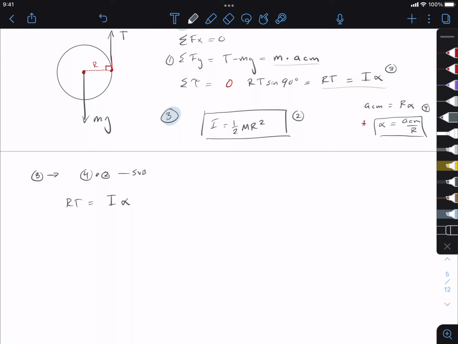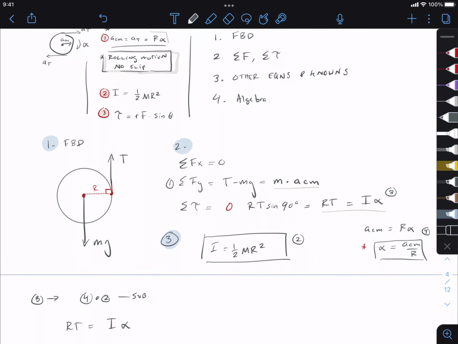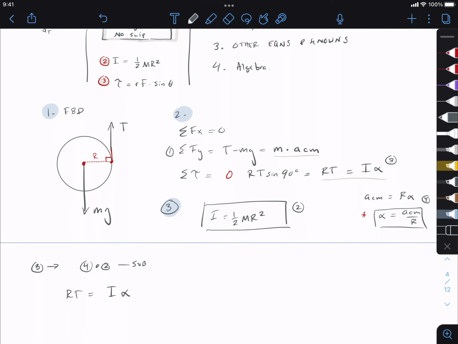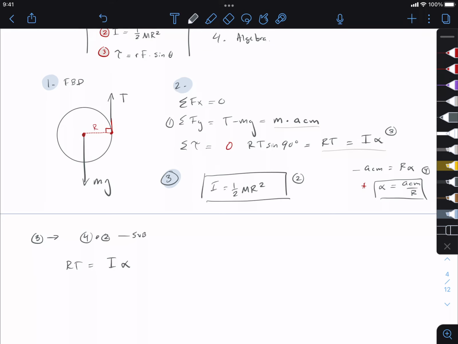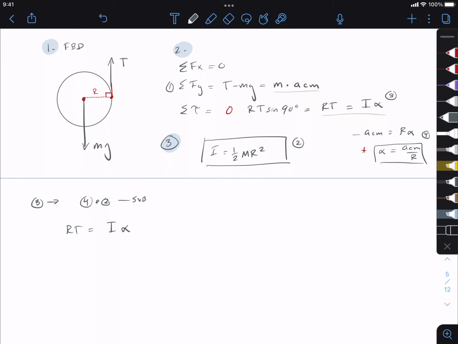For this one, because our yo-yo is moving in this negative direction, we're going down, we're going to model this as v_CM in the negative y direction. So we're going to plug in a negative a_CM for this guy. Okay, so we're going to plug in I times negative a_CM over r. And then our I is equal to 1/2 mr squared times negative a_CM over r.